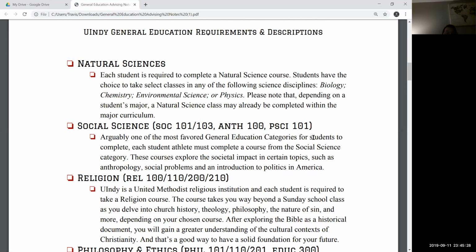And then Anthropology 100 is cultural anthropology. So you're going to learn how different cultures around the world address different issues. And then Political Science 101 is your intro to American national government. So that is going to be your fundamental knowledge about how the United States operates from a government perspective.